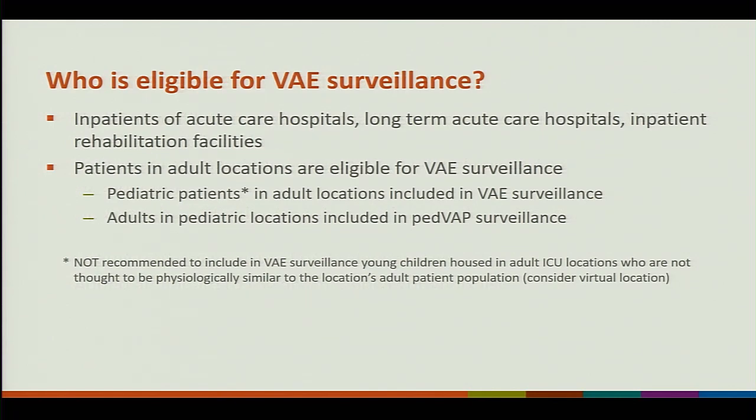Okay, so who are the patients that are eligible for inclusion in VAE surveillance? We are talking about inpatients of acute care hospitals, LTAC facilities, and inpatient rehab facilities who are housed in adult locations. Pediatric patients in adult locations are included in VAE surveillance. However, if this includes young children that are not thought to be physiologically similar to the rest of the patient population, you might want to consider using a virtual location to report their events.